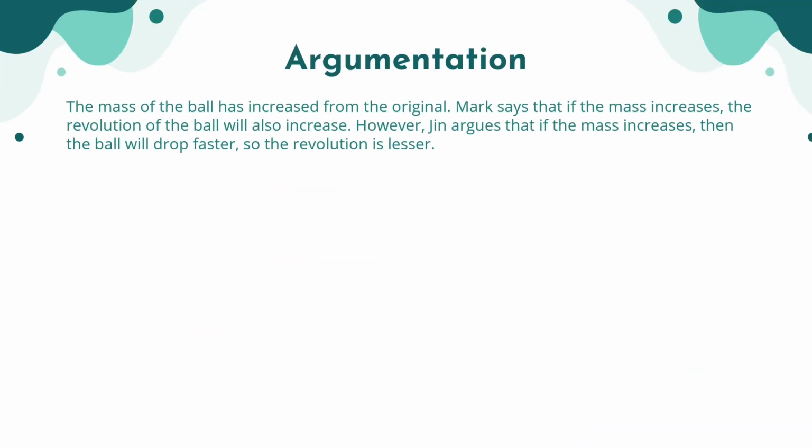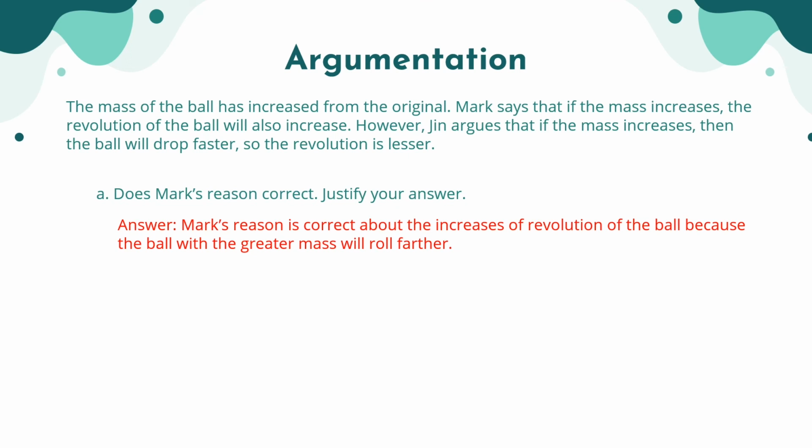Next is the argumentation. The mass of the ball has increased from the original. Marx says that if the mass increases, the revolution of the ball will also increase. However, Jean argued that if the mass increases, then the ball will also drop faster, so the revolution is less. Question A. Is Marx's reason correct? Justify your answer. Marx's reason is correct about the increase of revolution of the ball because the ball with the greater mass will roll further.